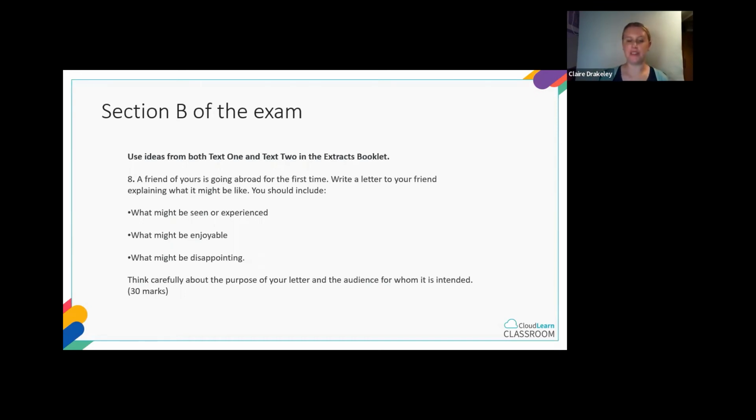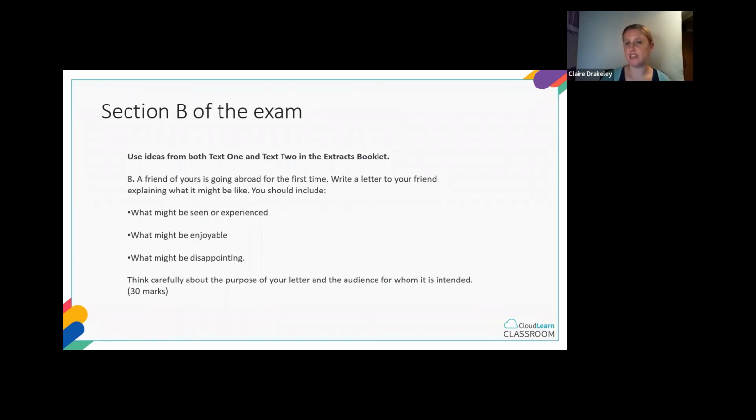We've got three points that we need to include. What you've seen and experienced, and what they would enjoy, and anything that you think's disappointing. Yeah, what they might see or experience, what they might find enjoyable and what they might find disappointing. Yeah, exactly that, Rodri. You could say what you've found disappointing in the past, because that could say what they might. Yeah, well done.